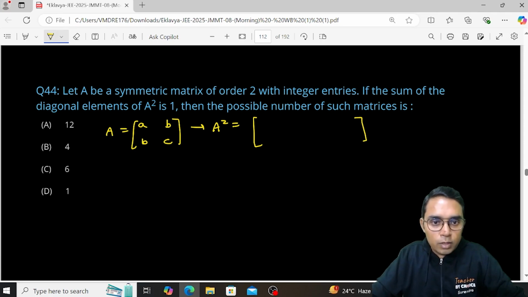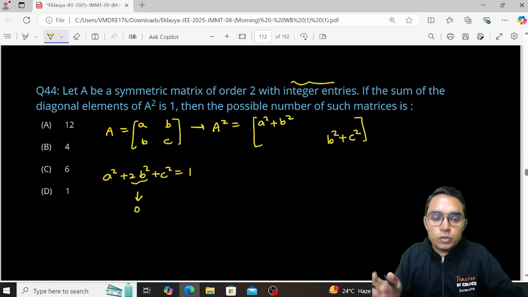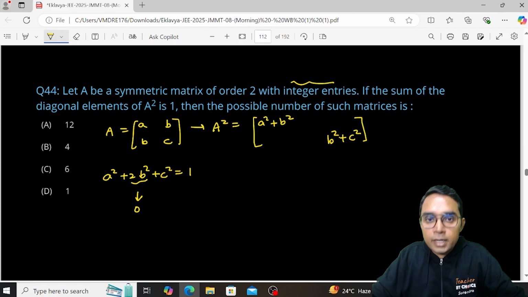So first row, first column, we will be getting a square plus b square here. And for second row, second column, we will be getting b square plus c square. So sum of diagonal elements will be a square plus 2b square plus c square. And we are given this to be equal to 1, where all the entries a, b, c are integers. So this is equal to 1 only if, first of all, b square has to be equal to 0, because if b is non-zero and it is an integer, then 2b square itself will be at least 2. We cannot have this to be 1. And the other two are also greater than or equal to 0. So this is not possible unless b is equal to 0.